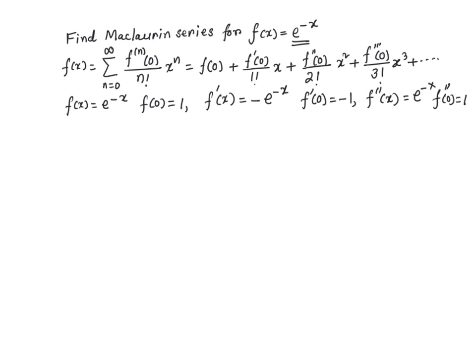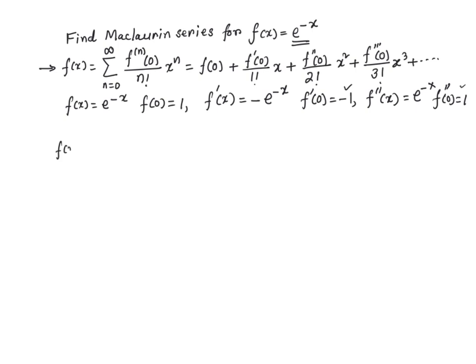And you can see it alternates between positive 1 and negative 1. If you're taking an odd number of derivatives, it's going to be negative. If you're taking an even number of derivatives, it's going to be positive. So let me go ahead and plug these values into the Maclaurin series.